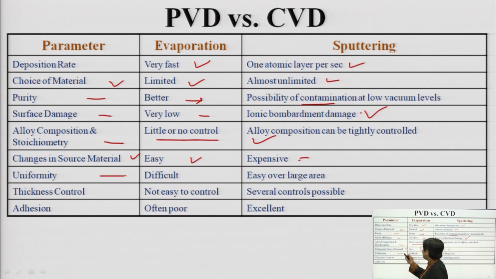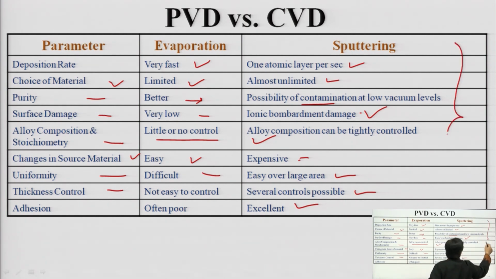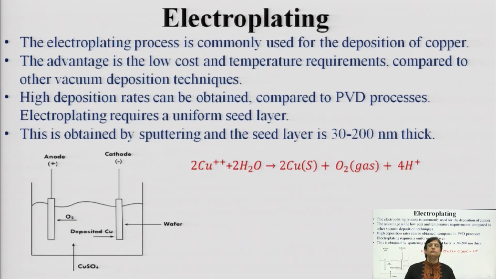As far as uniformity is concerned, in evaporation it will be difficult, whereas in case of sputtering it will be good. Thickness control is also very good, adhesivity also excellent. So, overall these are the reasons which make sputtering one of the best techniques for metallization. Sputtering is the most recommended technique and is widely used as far as metallization is concerned.